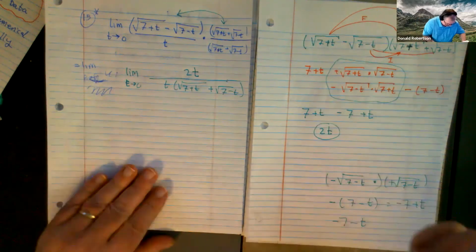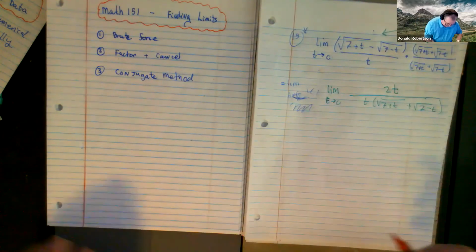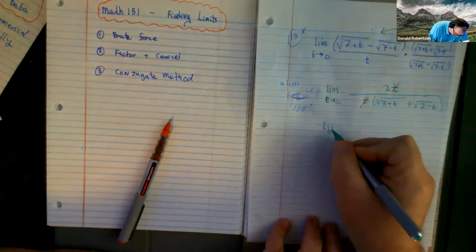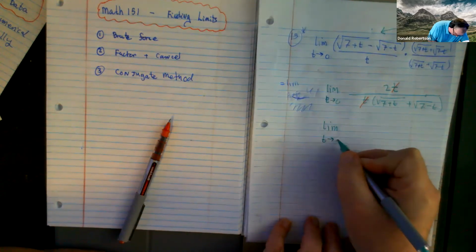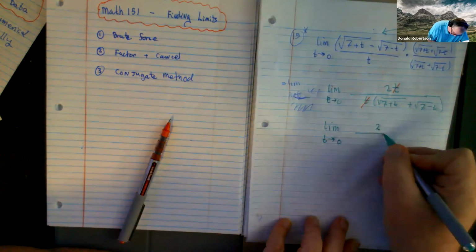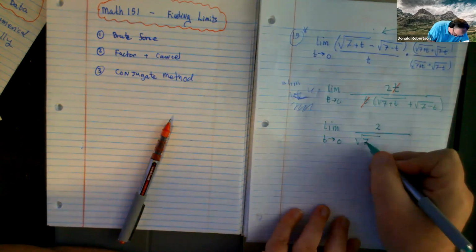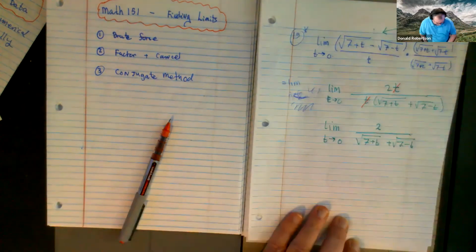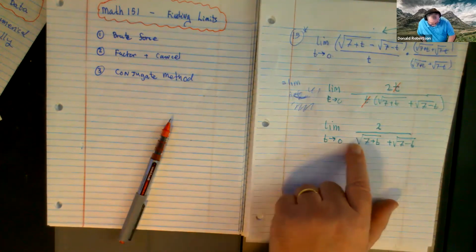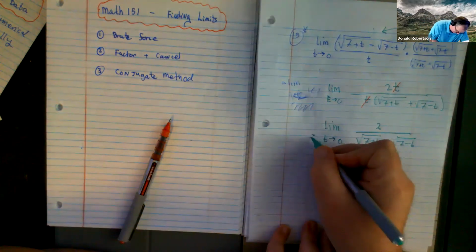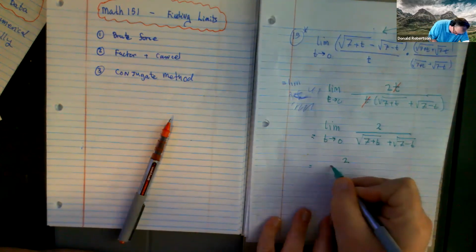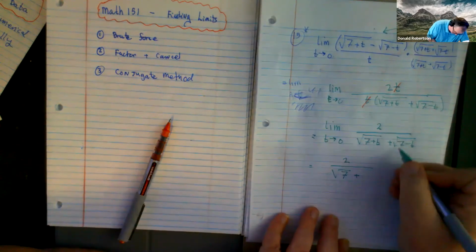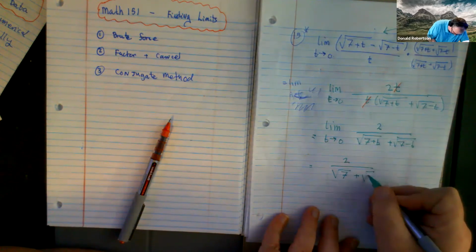At this point here, don't we just do the cancelling? That t cancels out with that t. And now we can move on and do the limit as t tends to 0 of 2 over the square root of 7 add t plus the square root of 7 take away t. And then what you do at the end is just replace the t's with zeros. So I have 2 on the top. The square root of 7 plus nothing is 7. And the square root of 7 take away nothing is still 7.